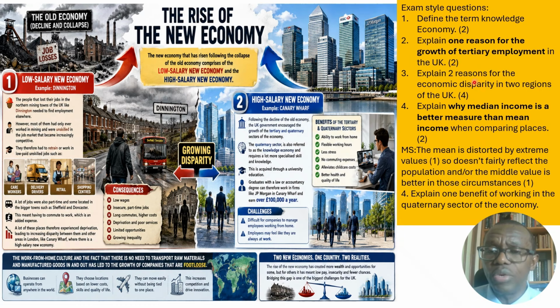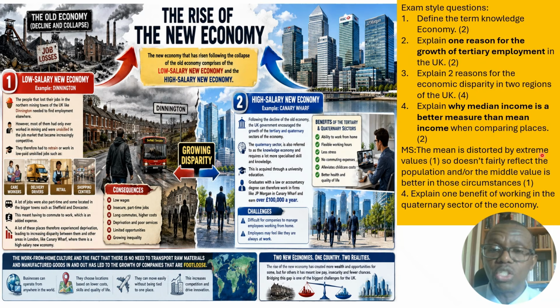Then explain two reasons for the economic disparity in two regions of the UK. So here you can talk about some of these reasons that we have discussed here, in terms of salary, in terms of benefits, and so on. And then the next question says to explain why median income is a better measure than mean income when comparing places. For this particular question, this is what the mark scheme says.